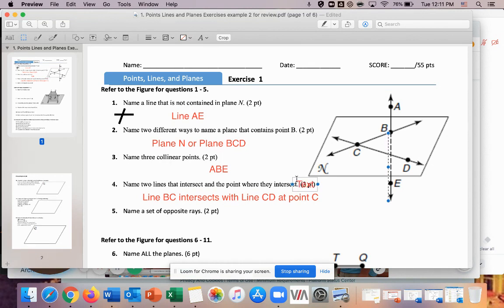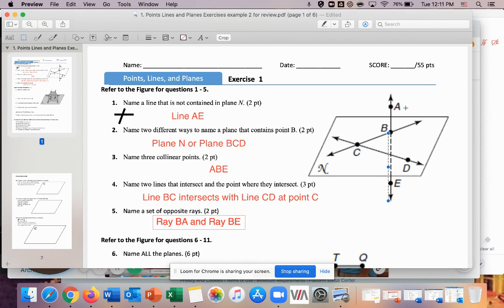So if you are going to choose to do BA and BE, B would be the endpoint for both of them. So it'd have to be ray BA and ray BE. If you said it was ray EB, that would mean that the endpoint would be E, and then it would go through B and then through A and keep going that way forever.